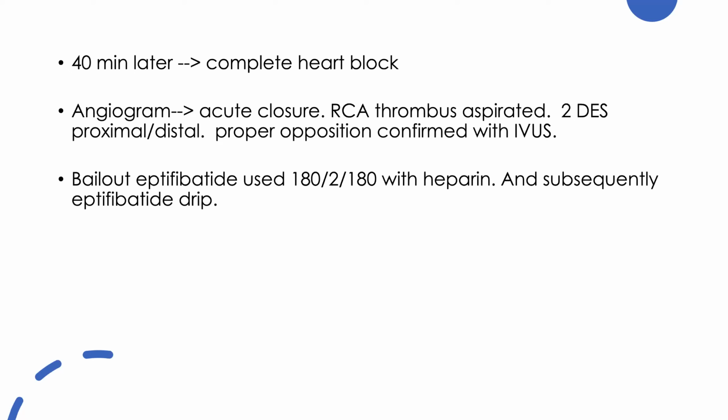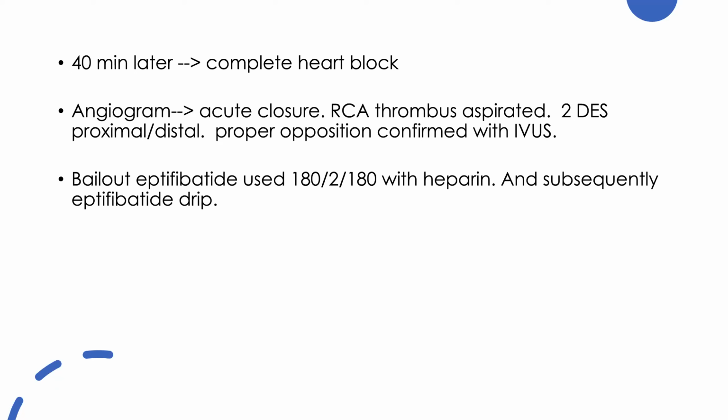Actually, she was intubated, so it's difficult to tell any symptoms. All we got here is an EKG finding consistent with complete heart block. So the interventionist took her back to the cath lab. There was suspicion of acute closure, and sure enough, RCA thrombus got aspirated with an aspiration catheter. She got 2 drug-eluting stents. Good position of the stent, good placement, confirmed with intracoronary imaging with IVUS.